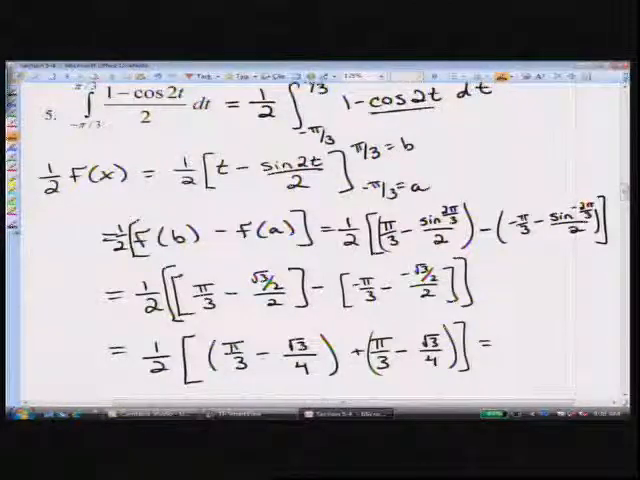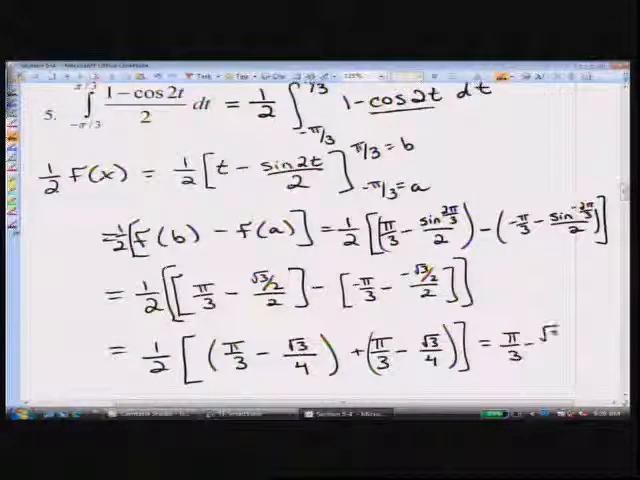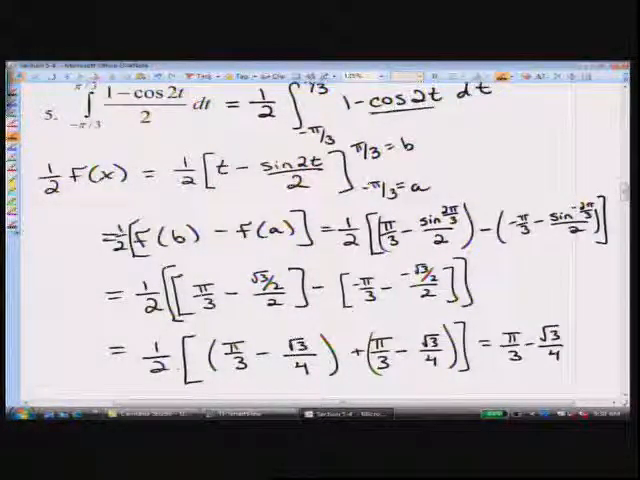Okay, so we have the pi over 3 and the pi over 3, which makes 2 pi over 3, and the negative square root of 3 over 4 and a negative square root of 3 over 4, which makes negative 2 square roots of 3 over 4. And then we're going to take half of all of that, so it's going to be pi over 3 minus the square root of 3 over 4. Does that make sense to y'all? Yeah. Because there's 2 here and there's 2 here, but then I take half, so that's all it is.